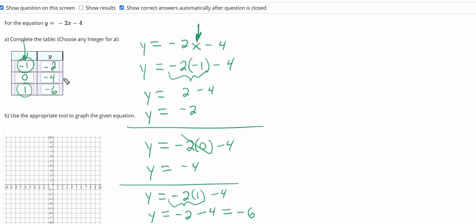Now, I can already tell that this thing is linear, right? Because I'm going up by the same amount every time. These ones are the same amount every time, and those are the same amount every time. Then that's definitely going to be linear. But let's graph it now.